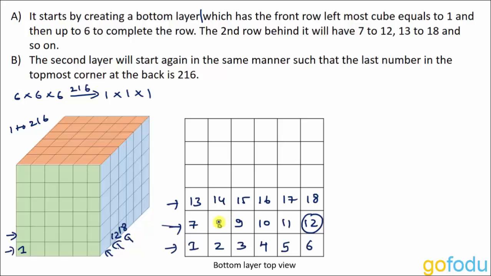So in a layer, if we consider this bottommost layer, number behind 1 is 7 and number behind 6 is 12. So we can say that in a particular layer, value of a cube plus 6 gives us the value of the cube which is behind it. Now second condition is the second layer will start again in the same manner such that the last number in the topmost corner at the back is 216. So basically this cube at the back is 216.